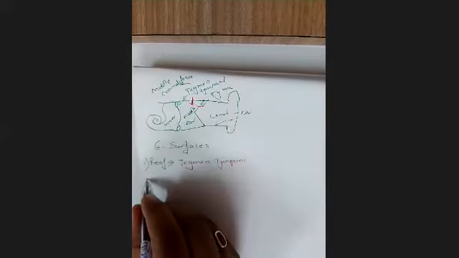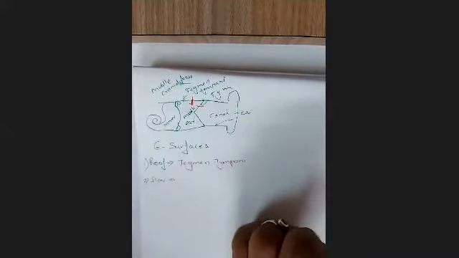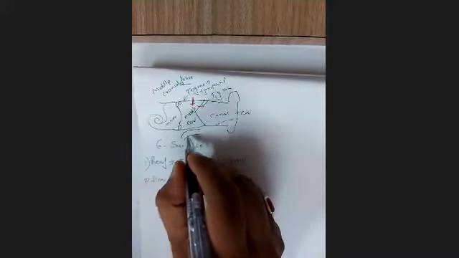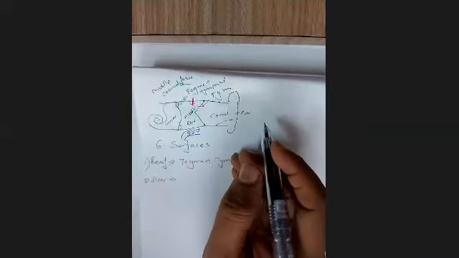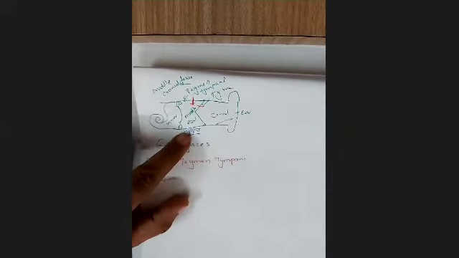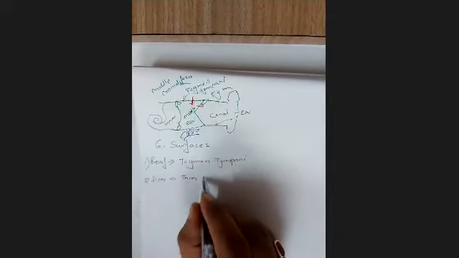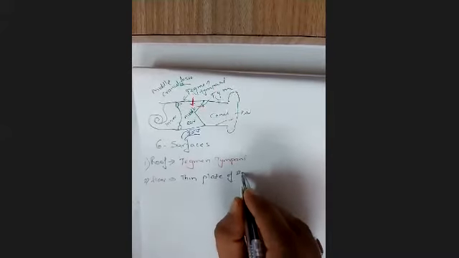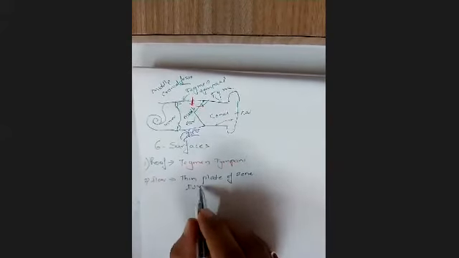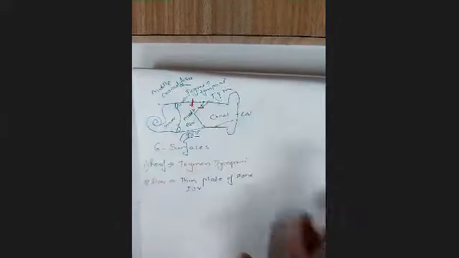Now the floor. The floor is just a thin plate of bone which separates it from the internal jugular vein. So the internal jugular vein is here. In the floor there is this close proximity of the internal jugular vein, just a thin plate of bone separating it. So roof is tegmen tympani, floor is internal jugular vein.